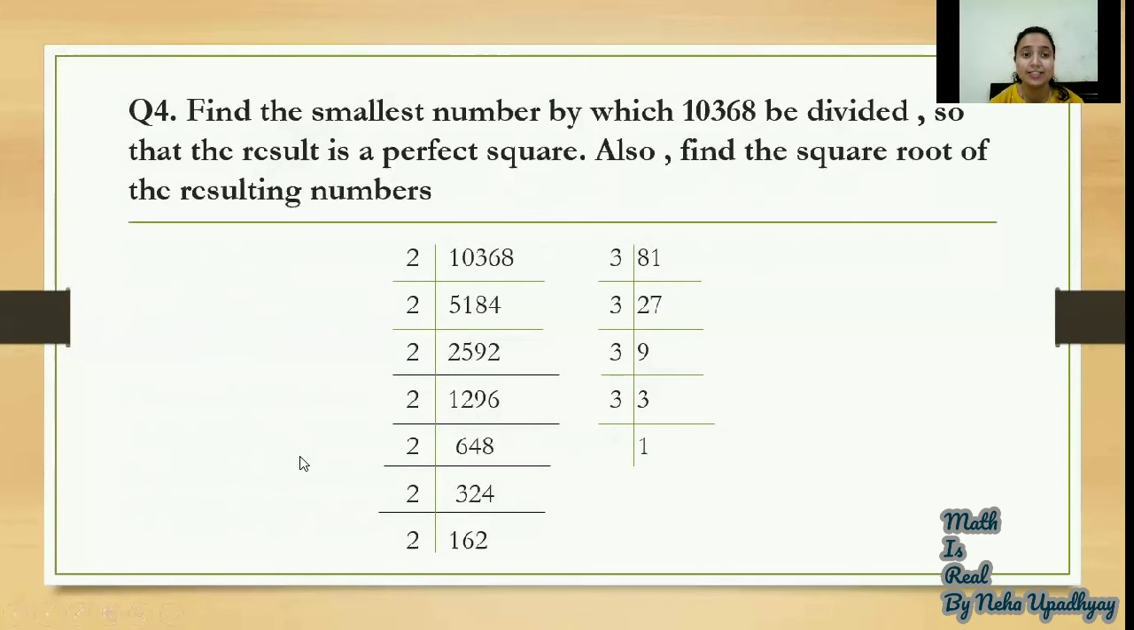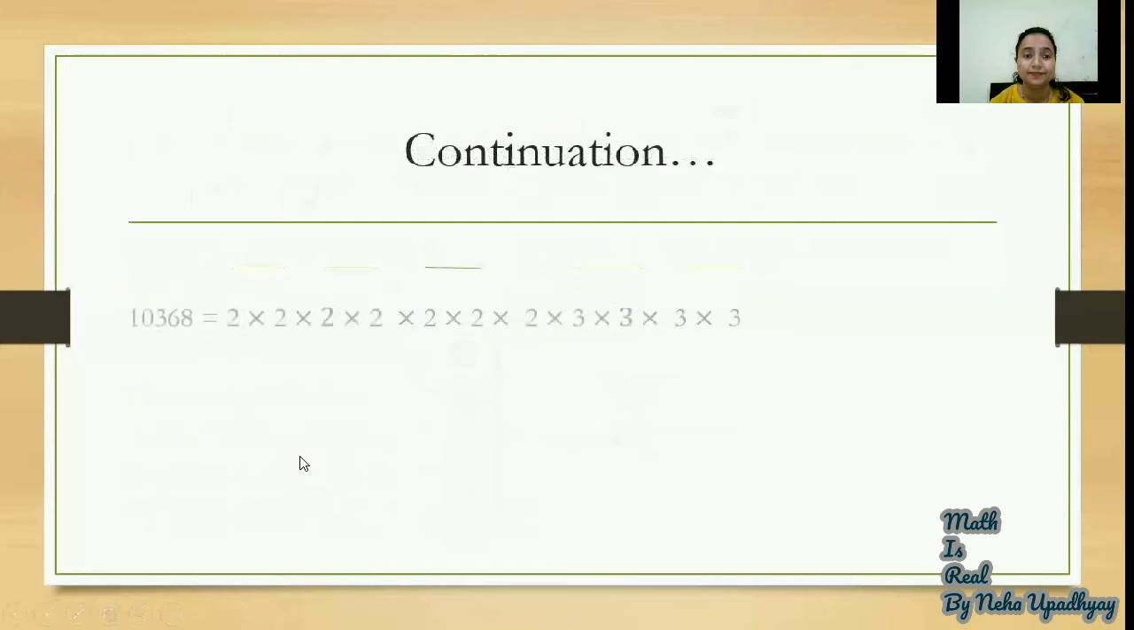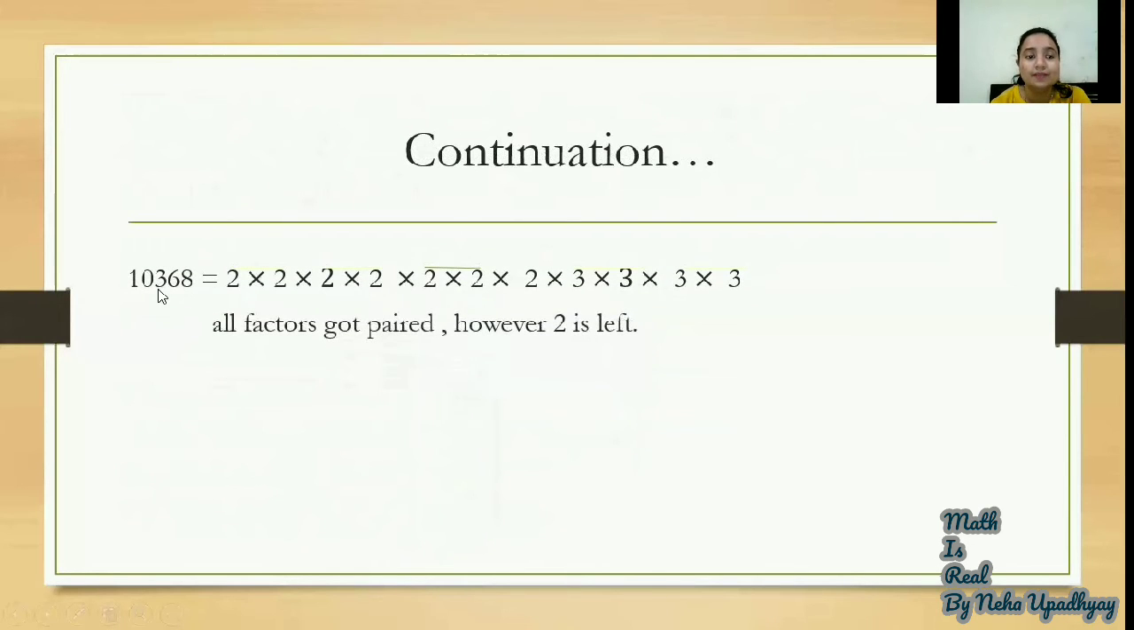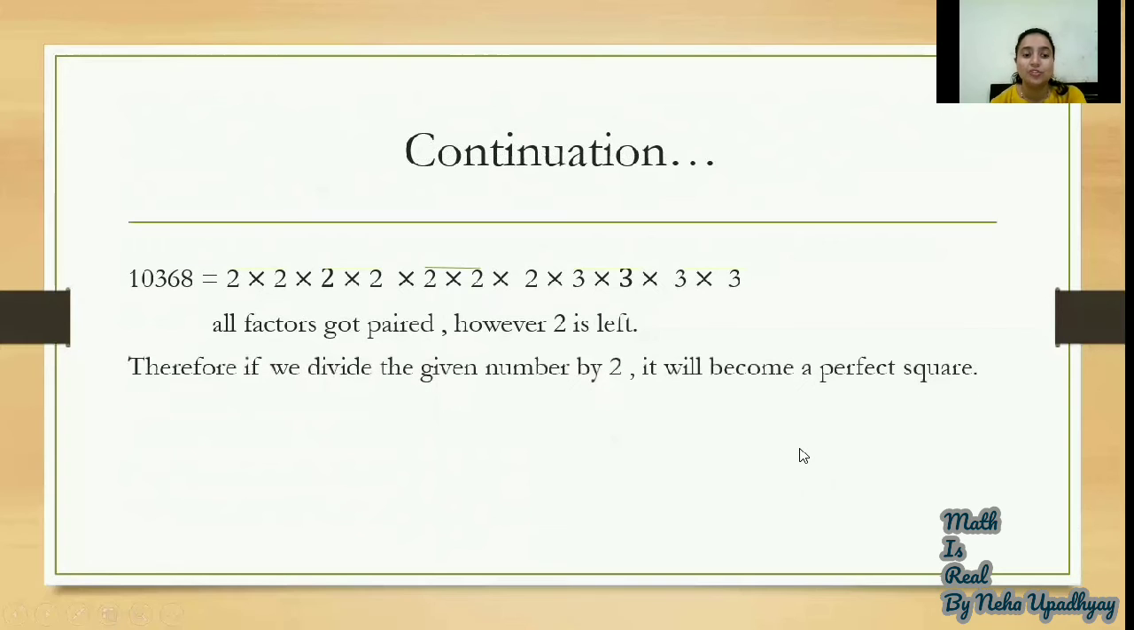So let's see. This is what we found. See, look at here. We have written everything. See, all the factors got paired. Only this 2 is left. So if we divide this term by 2, this 2 will be cut, and whatever is left will be a perfect square. Let's see more technically. If we divide the given number by 2, it will become a perfect square, because this 2 is the only extra. So we can divide this.